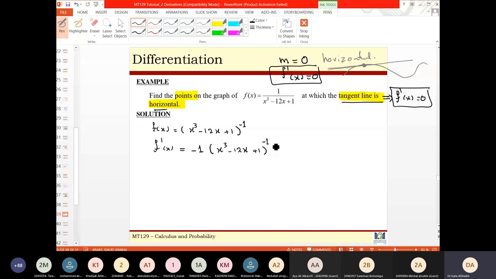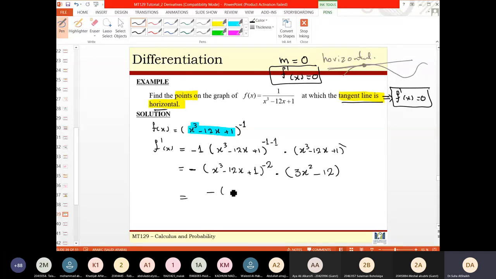Let's do it. And minus 1 I can just write as minus. This will be x^3 minus 12x plus 1, all to the power minus 2. What's the derivative of this amount? It's 3x squared minus 12. Here a small rearrangement. This is minus 3x squared.